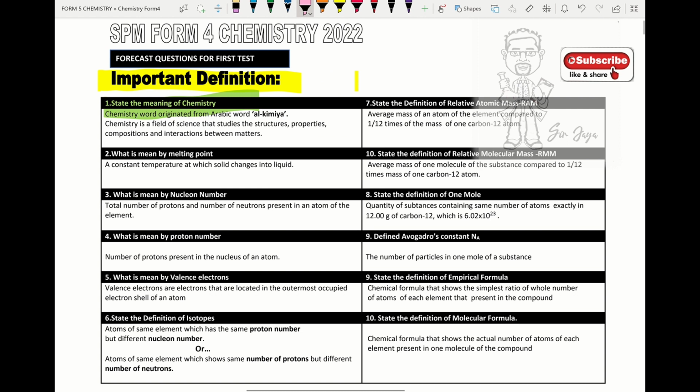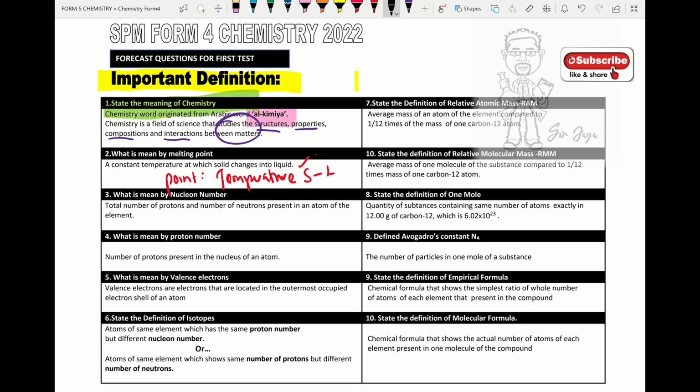Chemistry is a word originated from the Arabic word alchemia, and chemistry is a study about structure, properties, composition, and interaction between matter. All right, we move on to the second definition. What is meant by melting point? The point that we measure here is temperature. So the melting point is the constant temperature at which a solid is converted into liquid. So the definition is here.